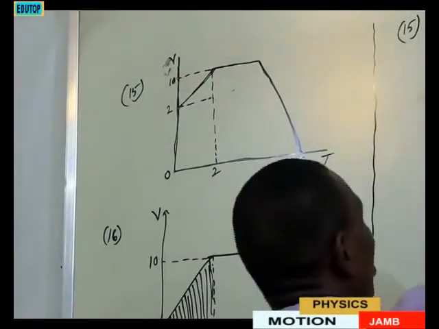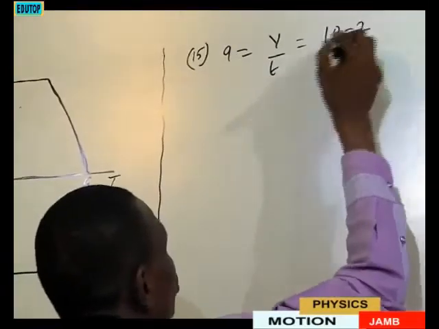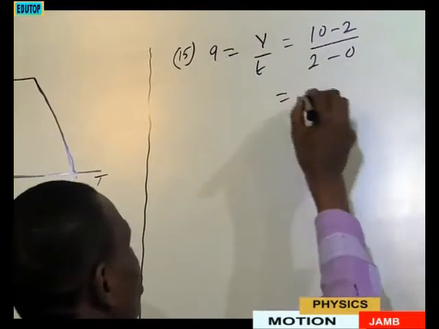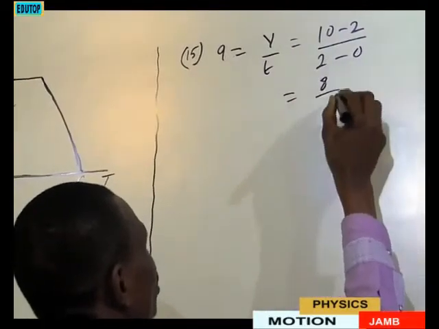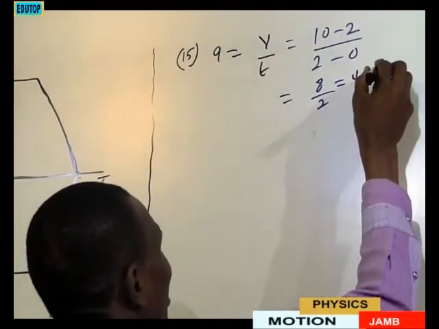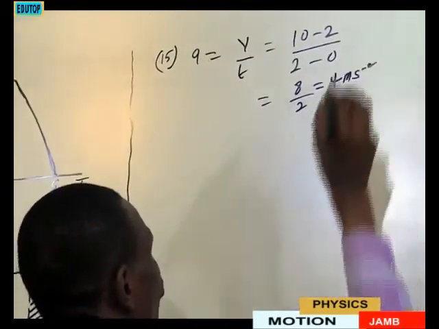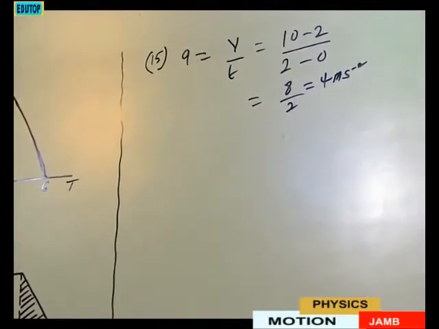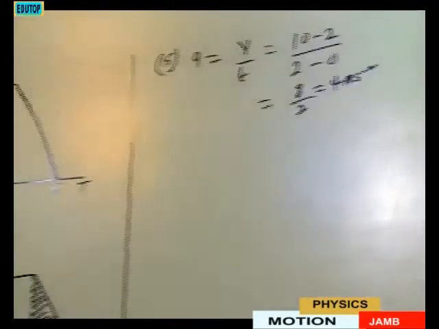So which means we are going to have 10 minus 2, over 2 minus 0. And 10 minus 2 will give us 8. 8 over 2 will give us 4 meter per second squared. And that is the value for acceleration. Let's consider question number 16.